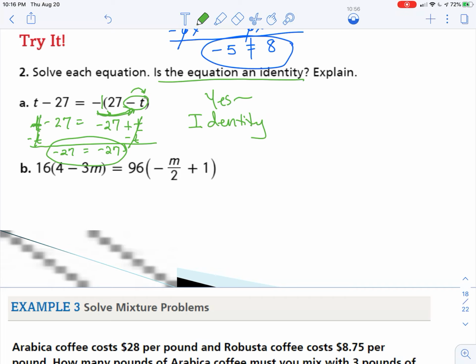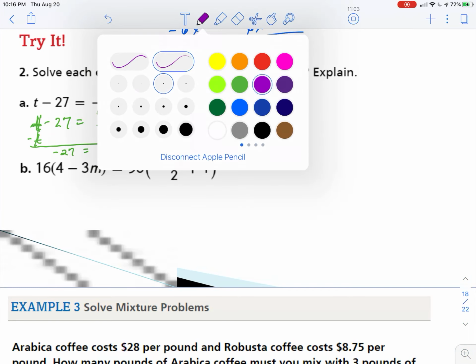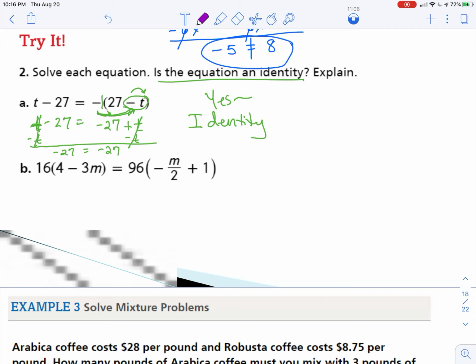Letter B, we have, and I'm going to just get rid of that circle because it's kind of in the way. On letter B, we have 16 times the quantity of 4 minus 3m equals 96 times the quantity of negative m over 2 plus 1. So let's see what we need to do first here. I see some opportunities to distribute because we have a real number out here, 16, up against a quantity being multiplied.